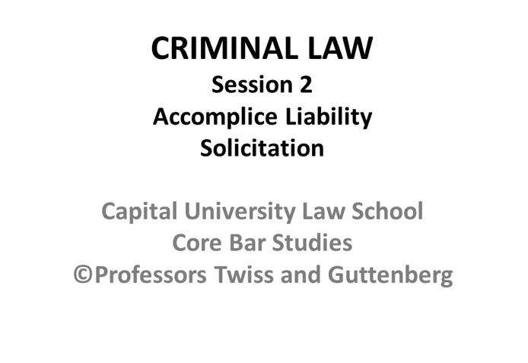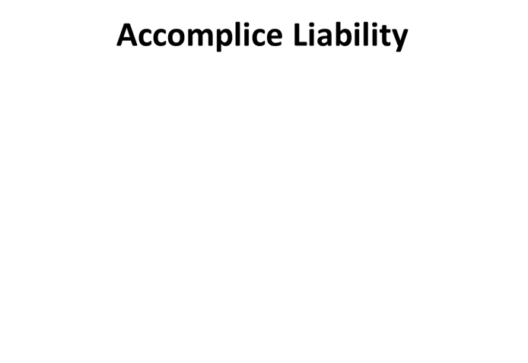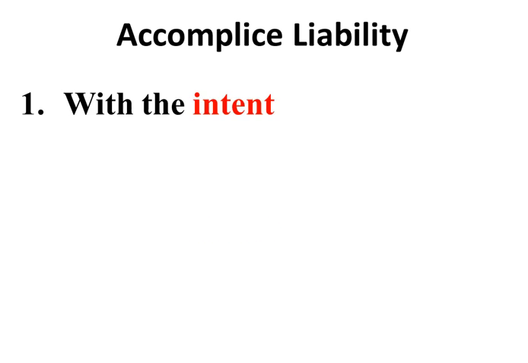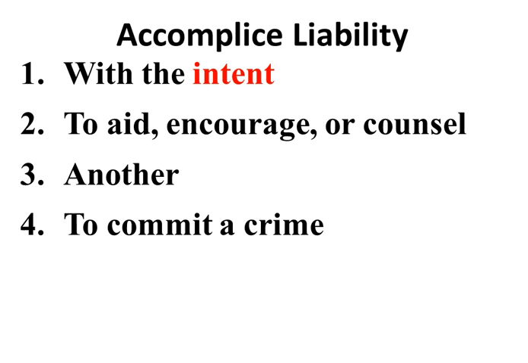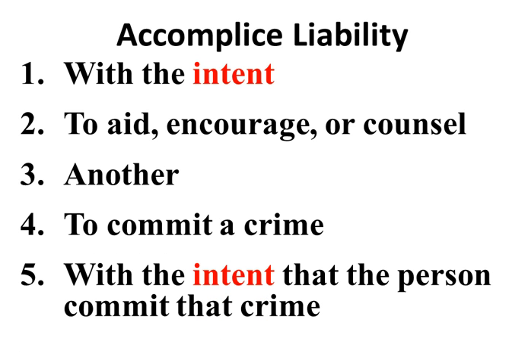This session will focus on accomplice liability and solicitation. We will begin with accomplice liability. Accomplice liability contains numerous elements, the first being with the intent to aid, encourage, or counsel. Any amount of aid, encouragement, or counseling will do, even to the point of merely clapping and encouraging the defendant to commit the crime by cheering them on will be sufficient. Another element is the intent that the person commit that crime.